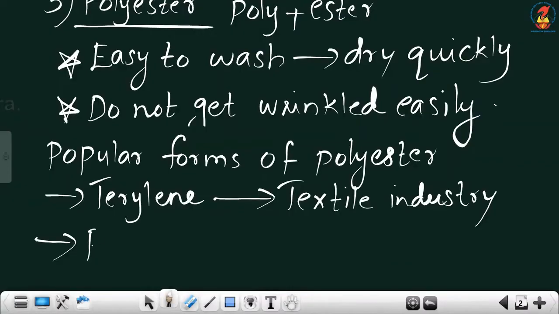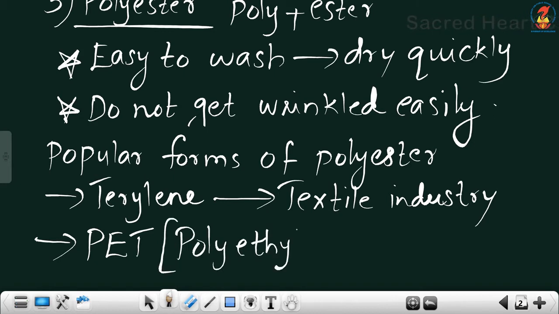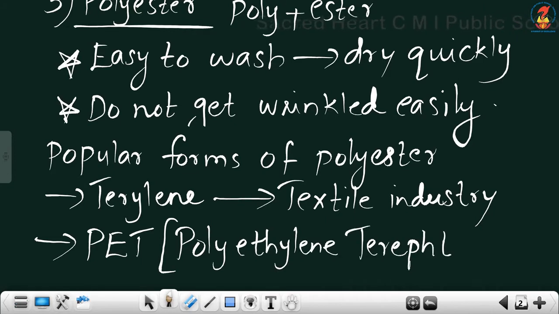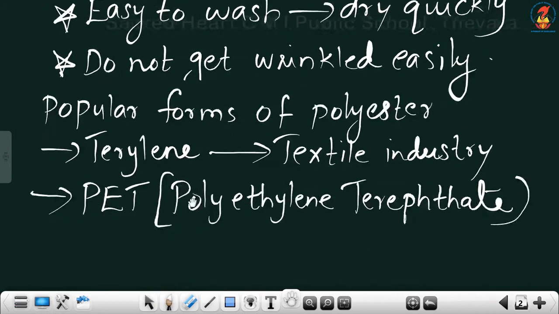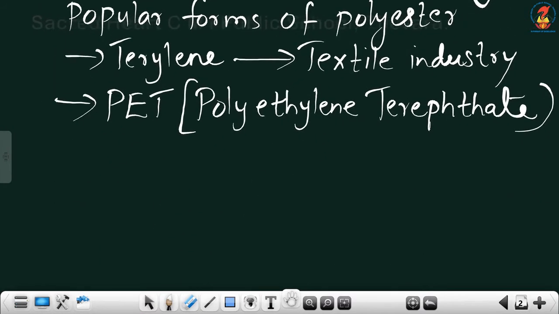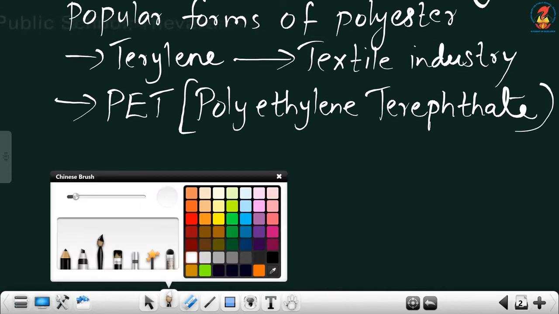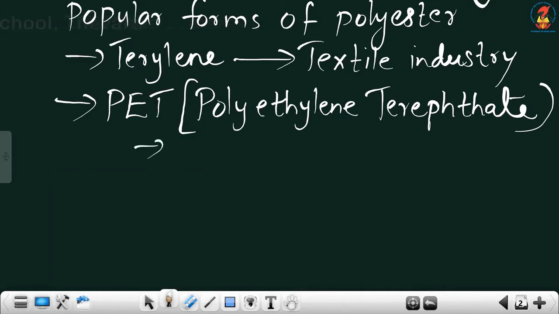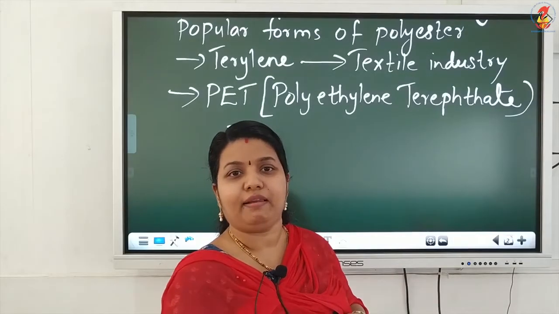Now the second popular form is PET. Actually this is an abbreviation of polyethylene terephthalate. Just understand, you need not learn this name by heart. This is a chemical name. So PET is actually an abbreviation, a short form of the compound polyethylene terephthalate. This is another popular form of polyester and it has uses similar to that of plastics. It is not used in the textile industry and the uses of PET resemble plastics.